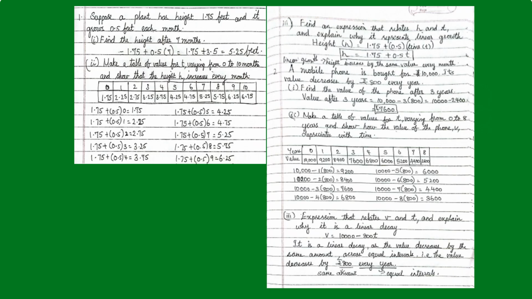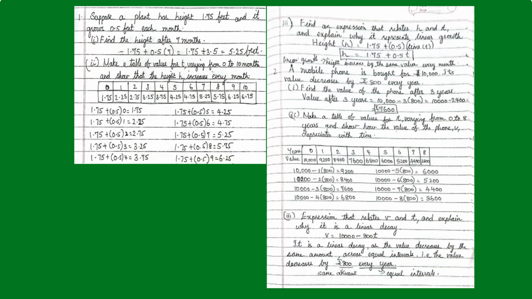When the value is 0, it's 1.75. After 1 month it is 2.25. At the end of 2 months, it's 2.75 feet and so on. We need to calculate till the end of the 10th month.